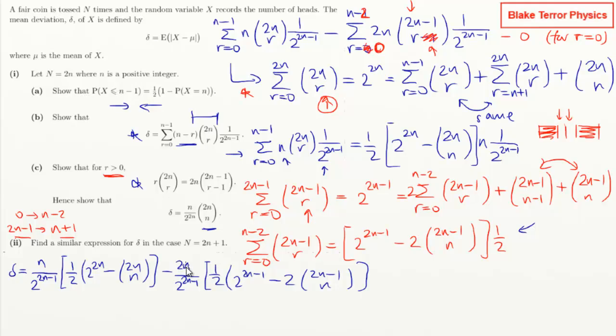Wow. Okay. Well, that 2 cancels with that half, so that helps. I've got the same factor here. So let's put these together and see what I'm going to end up getting. So n over 2 to the 2n minus 1, and then I've got a half of 2 to the 2n, so that is 2 to the 2n minus 1, minus 2n choose n, minus 2 to the 2n minus 1. Right, so that's cancelled, and then plus 2 lots of 2n minus 1 choose n.